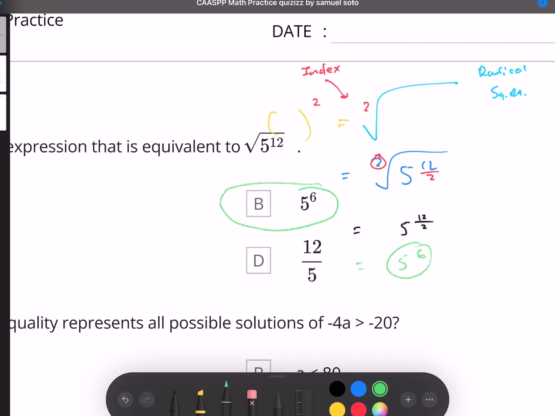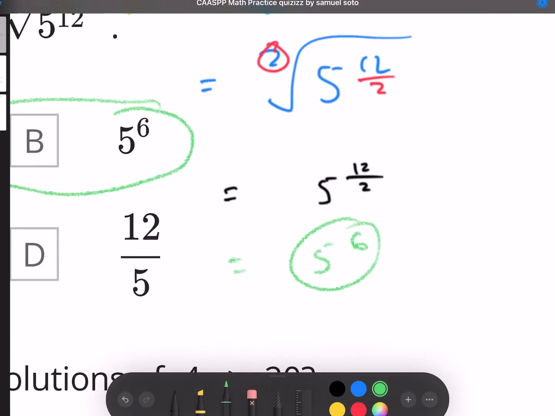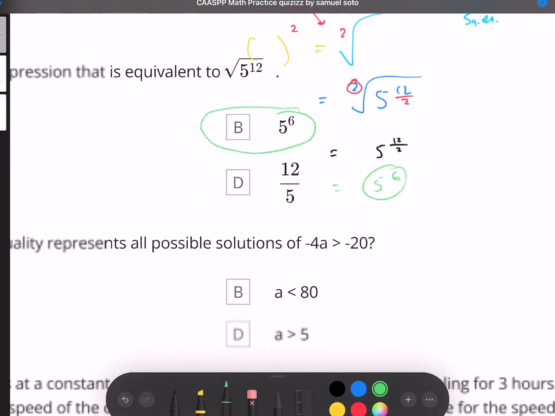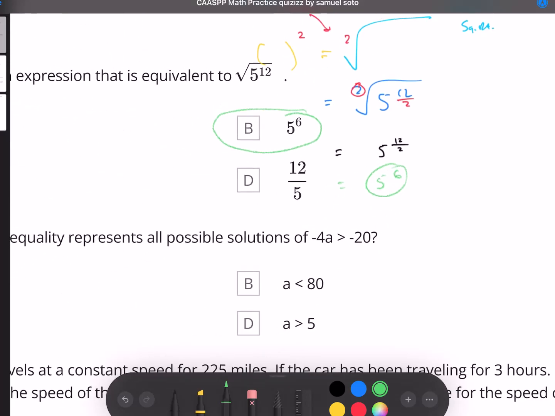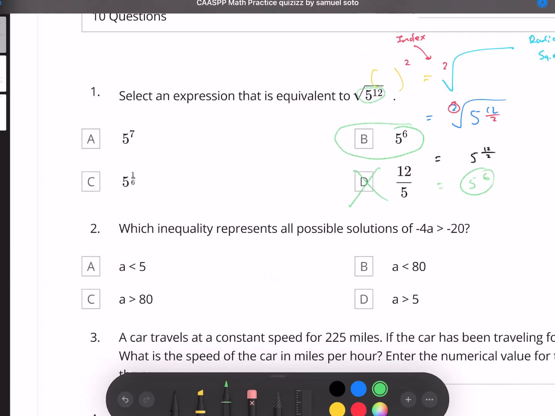Now those who misapply that it's dividing by 2 might do something like this. These are wrong, so they might try to do 12 over 5. That would be incorrect if they knew there was a 2 up there. Maybe they're doing it the other way around. This would be wrong, and then reduce it to 1/6, and they would get C, but that is wrong. And then 5 to the 7th power, maybe they just divided incorrectly.